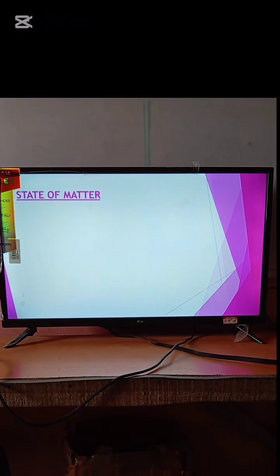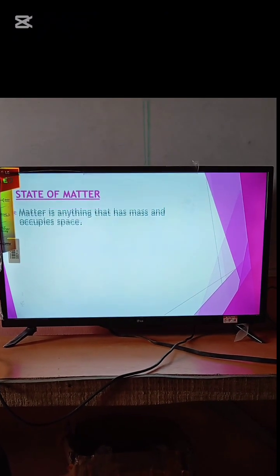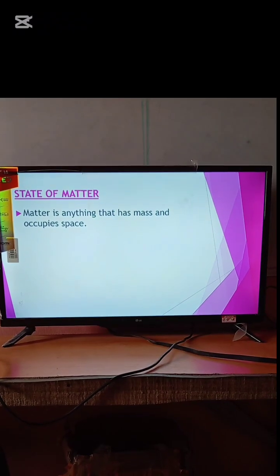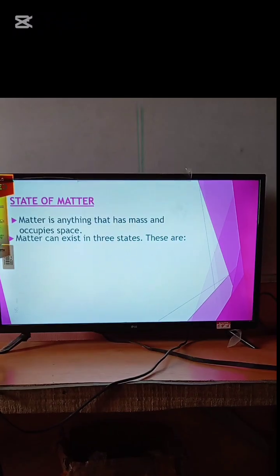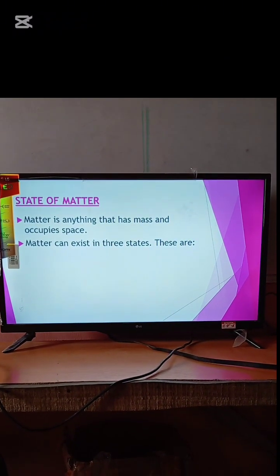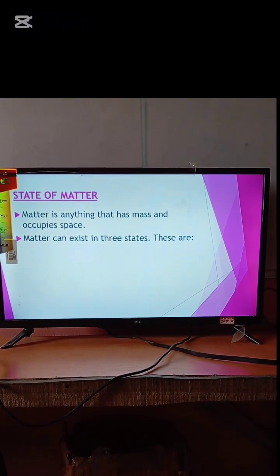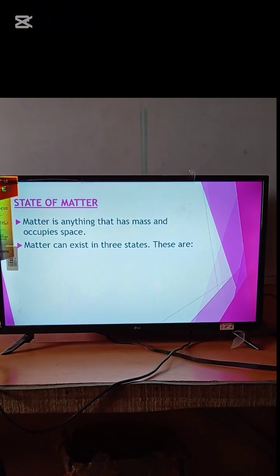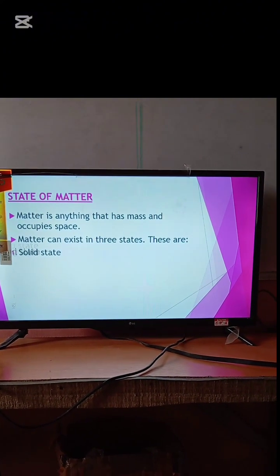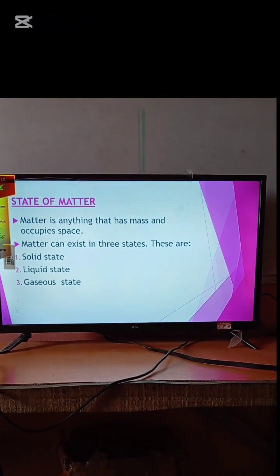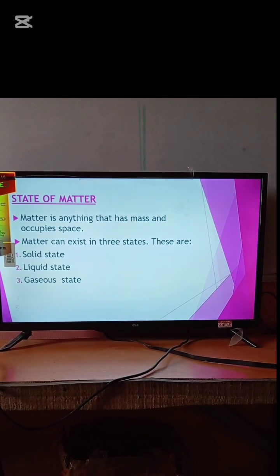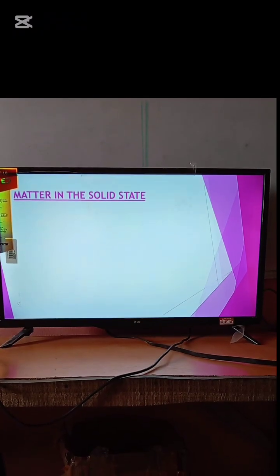We have defined matter as anything that has mass and occupies space. Matter exists in three distinct states. Number one, we have the solid state, the liquid state, and the gaseous state. Those are the states of matter that we have. Moving on to the next slide, let's see matter in the solid state and its properties.